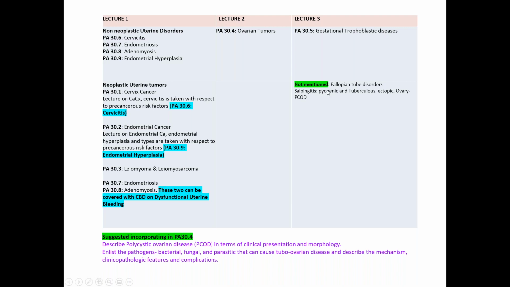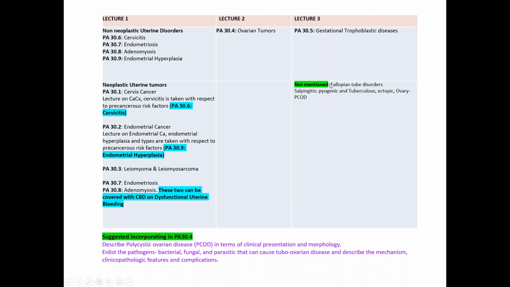What we see is there is no mention of disorders of fallopian tubes, salpingitis, pyogenic and tuberculous tubo-ovarian mass, which we talk about so commonly. That is not mentioned. Ectopic pregnancies, there's no mention. Ovarian polycystic disease, there is no mention. And these I feel are important.